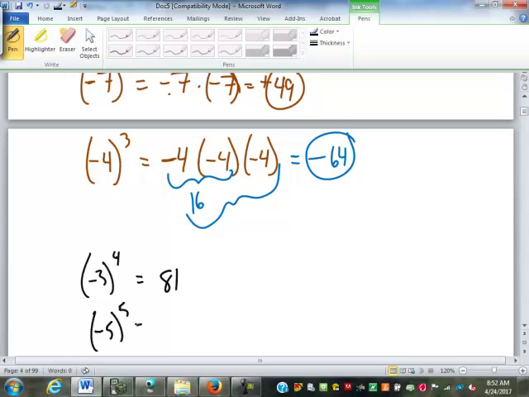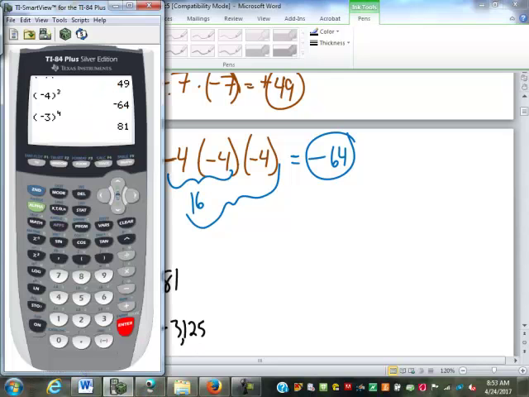How about negative 5 to the power of 5? Positive or negative? It will be a negative. It should be 3,125. Negative. And it is.